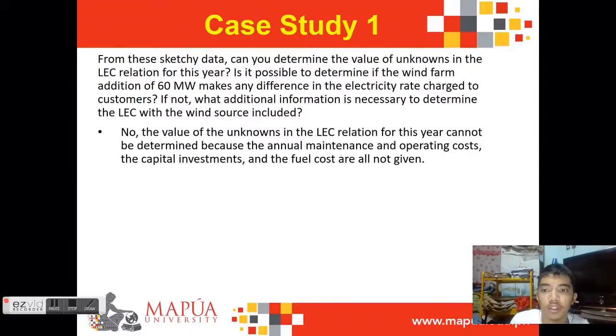No, the value of the unknowns in the LEC for this year cannot be determined because the annual maintenance and operating cost, the capital investment, and the fuel cost for this year are not given.